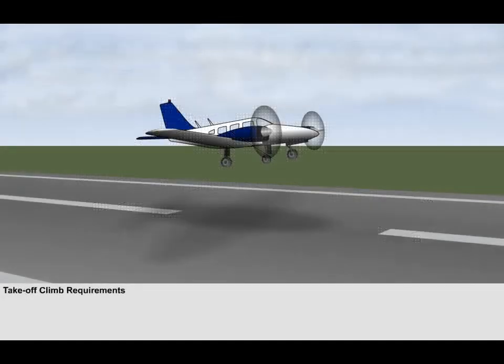In this lesson, we will concentrate on the regulatory requirements for Class B multi-engine aeroplanes in the climb.